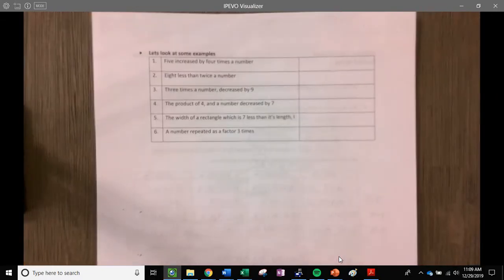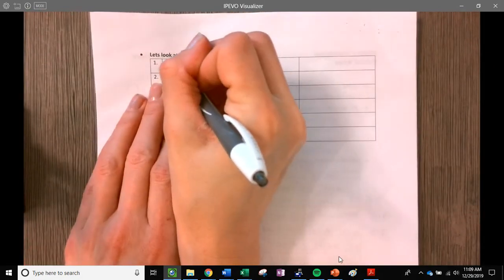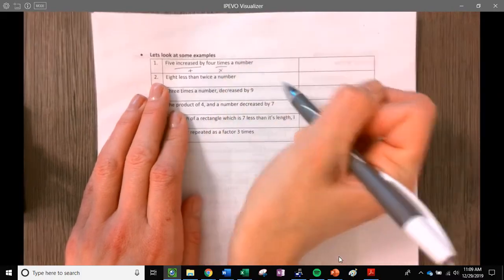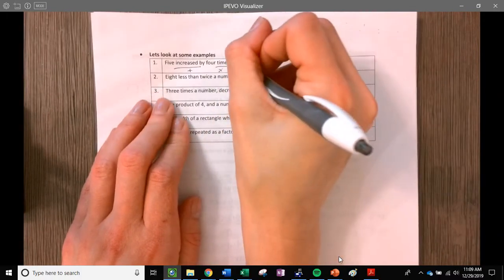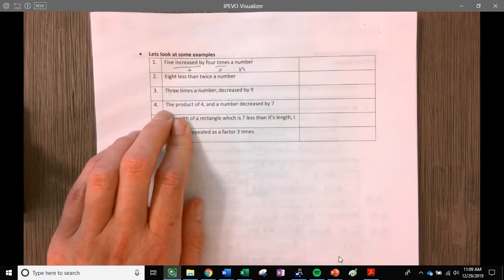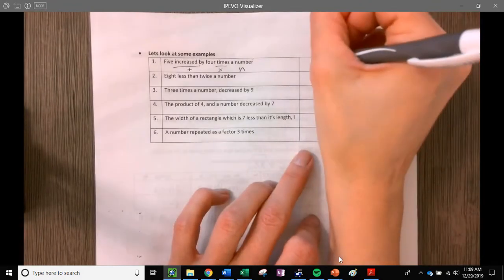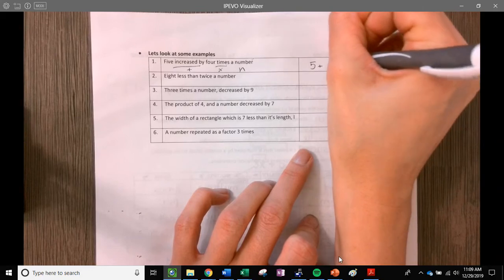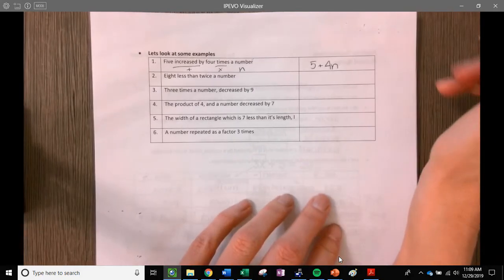5 increased by 4 times a number. Okay, so we've got increased by, and we know that's plus, and we've got times, and we know that's multiplying. And we've got a number, so we know that's where our variable goes. And I'm going to use n because the word number starts with n. So 5 increased by 4 times n is 5 plus 4n.